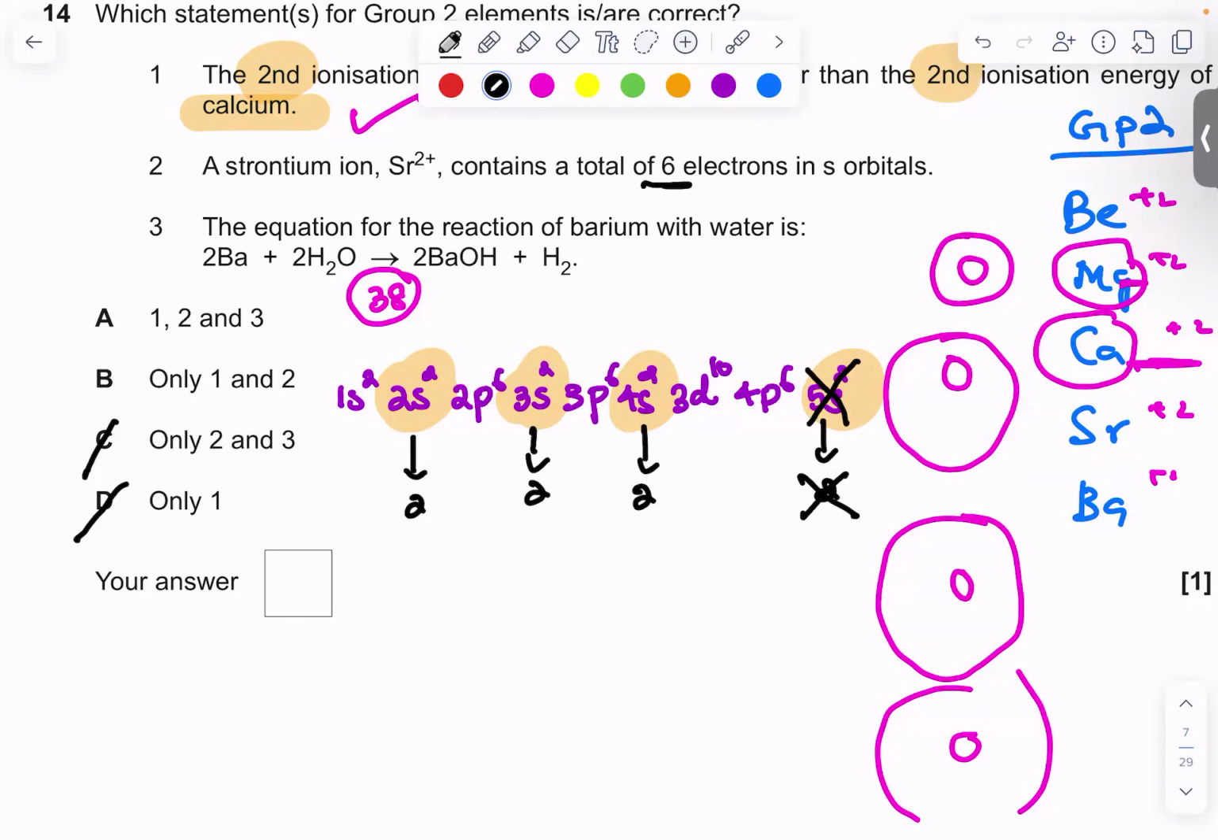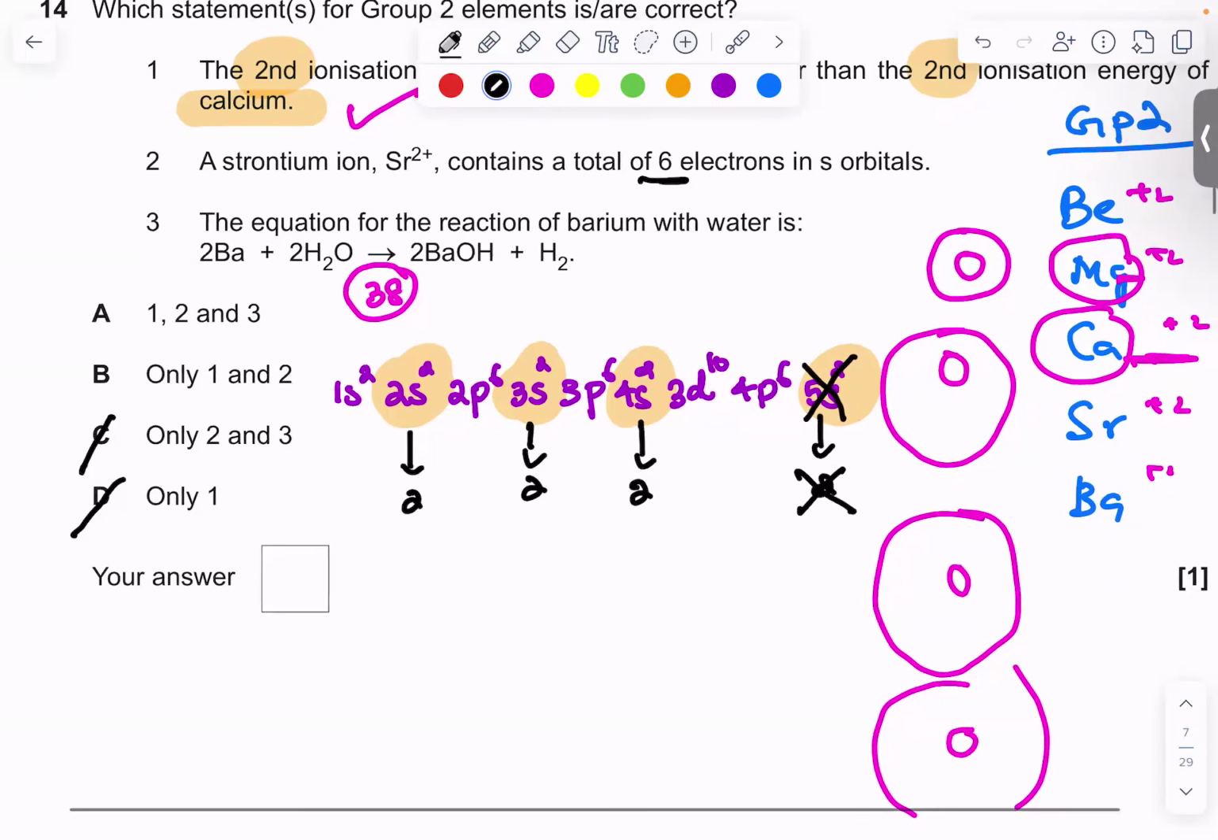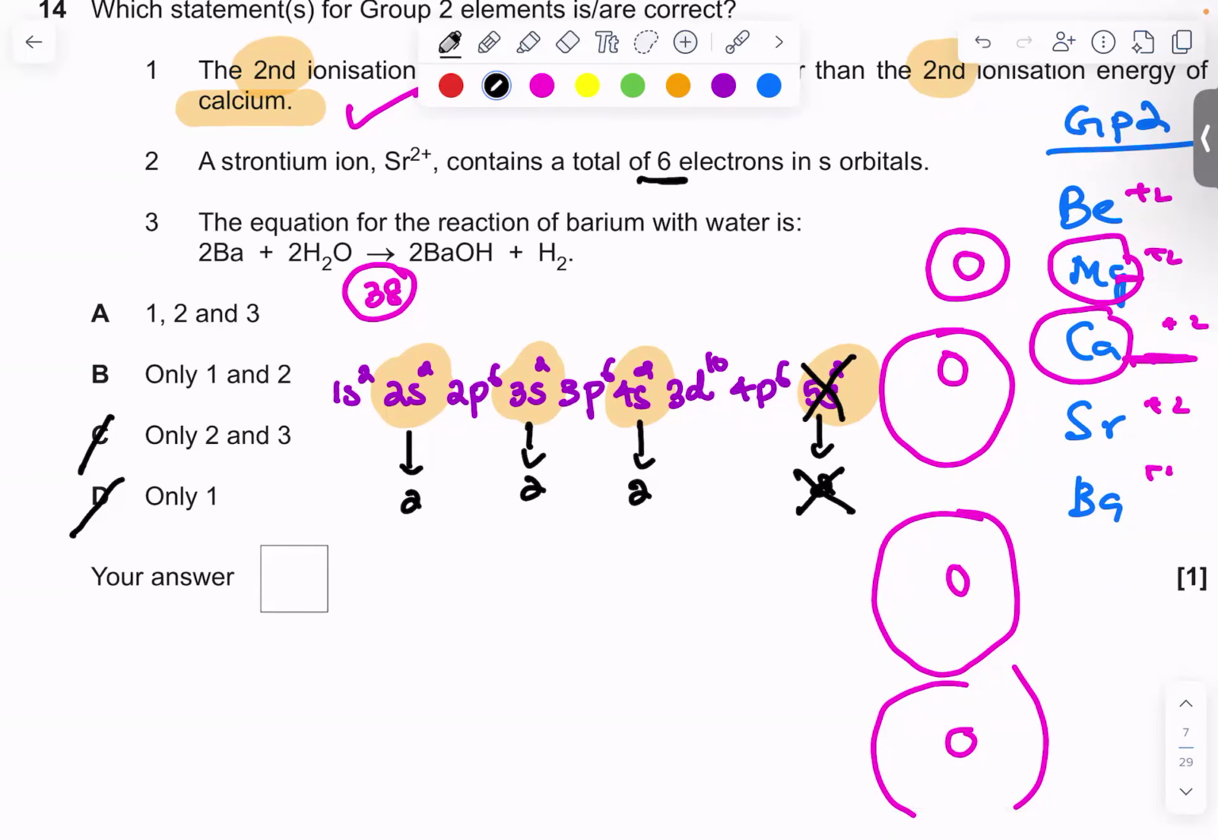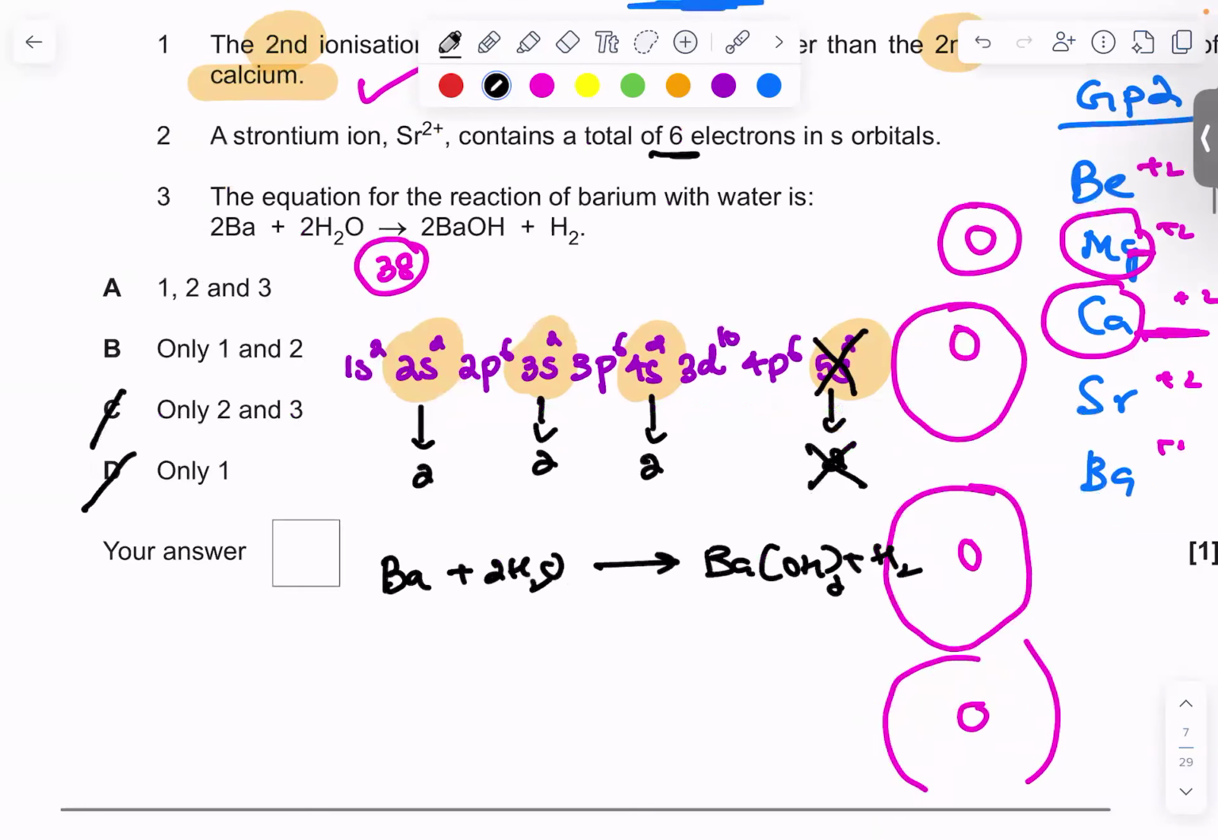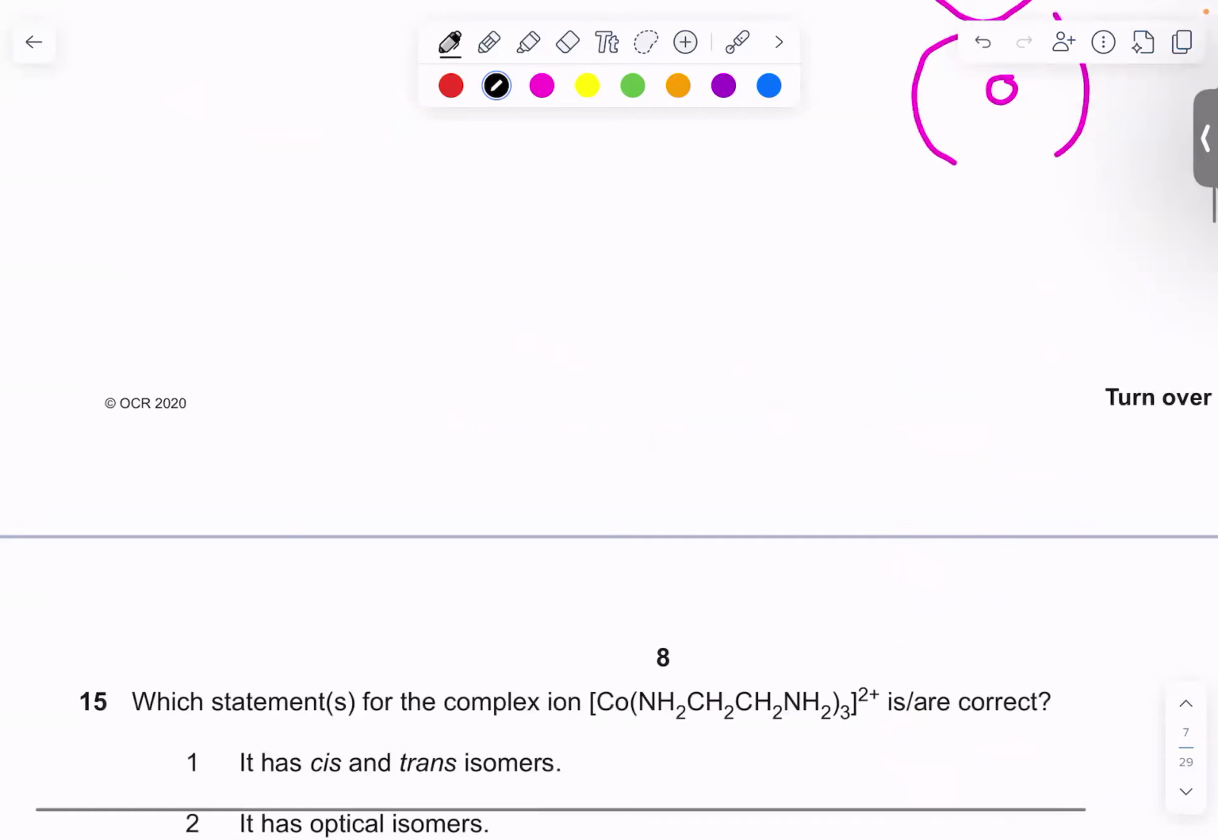Three is definitely wrong. But then we don't have any option. Oh, all right, one and two. Is it clear? The equation should surely be Ba(OH)2. So this would be Ba plus H2O changes to Ba(OH)2 plus hydrogen gas. In order to balance it, I need to put 2 here. Is it clear? All right. Should we go to the next one then?